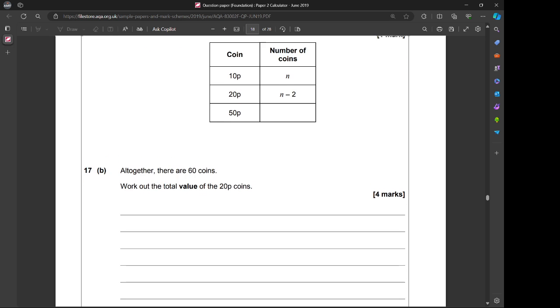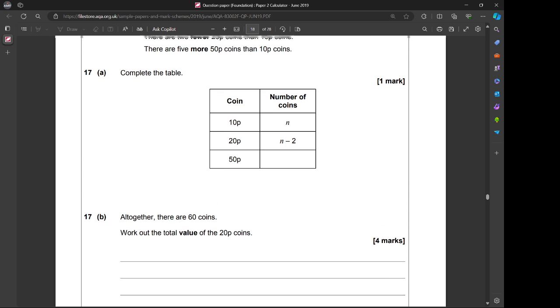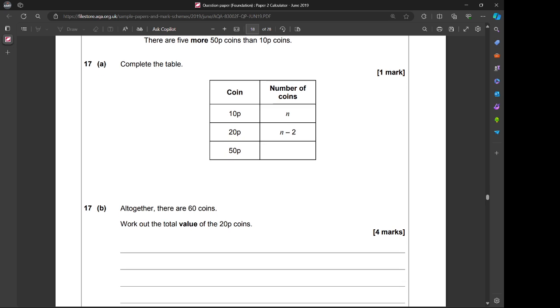For part B, it says altogether there are 60 coins. Work out the total value of the 20p coins. So we're going to do n plus n minus 2 plus n plus 5 equals 60. Form our equation and then solve it. So we'll have 3n plus 3 equals 60. So 3n equals 57. So n equals 57 divided by 3, which will be 19. So n is 19.